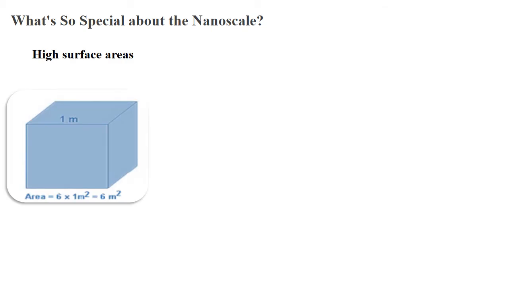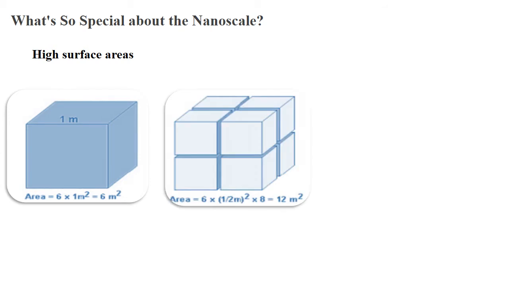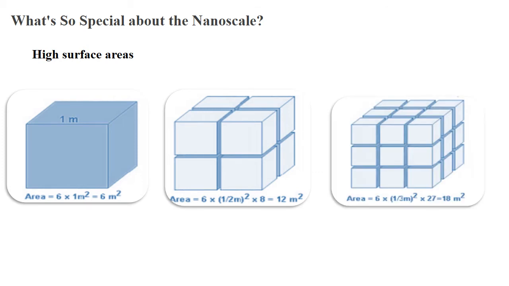What's so special about the nanoscale? Nanoscale materials have larger surface areas than similar masses of large-scale materials. If the surface area per mass of a material increases, a greater amount of the material can come into contact with surrounding material. For example, consider a cube of 1 meter cubed volume. It has a surface area of 6 meters squared. If this cube of the same volume is divided into 8 small cubes, then the total surface area increases to 12 meters squared. Further division of the cube leads to an increase in surface area. This makes the material chemically more active.